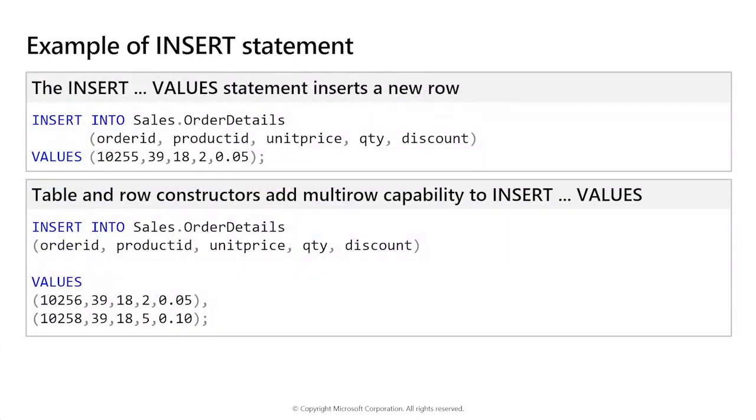Now, if we take a look at an example of an insert statement, in plain simple English, this is simply saying I want to add a new order to the order details table. So in SQL, what we do is we insert into the order details table, which is inside the sales database, the following values. So for order ID, I want to insert 10255. Product ID, I want to insert 39. Unit price, I want to insert 18. Quantity is 2, and the discount is 0.05, which means 5%.